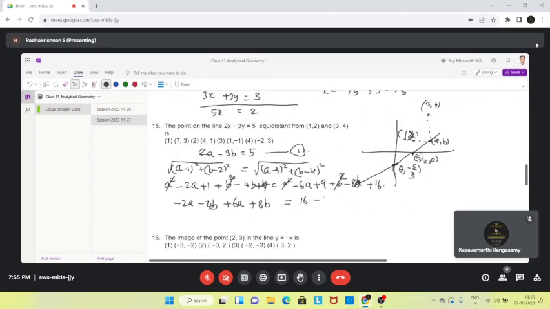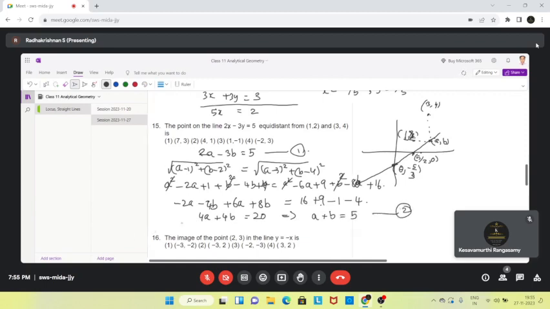minus 16 plus 9 on this side, minus 1 minus 4. So that means 4a plus 4b is equal to 6 minus 2 is 4, 8 minus 4, again 4. 4a plus 4b is equal to 16 plus 9 is 25, minus 5, 20. So I can divide the equation by 4 to get a plus b equal to 5.